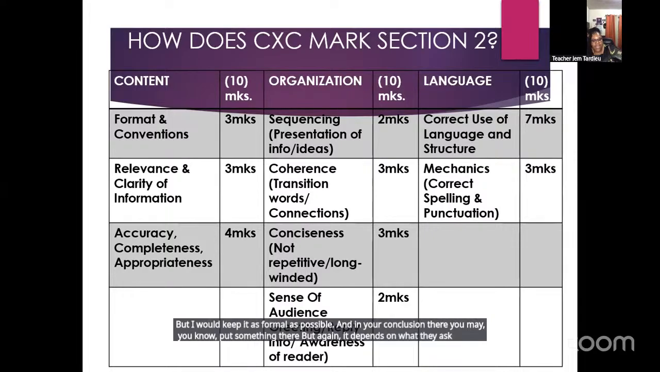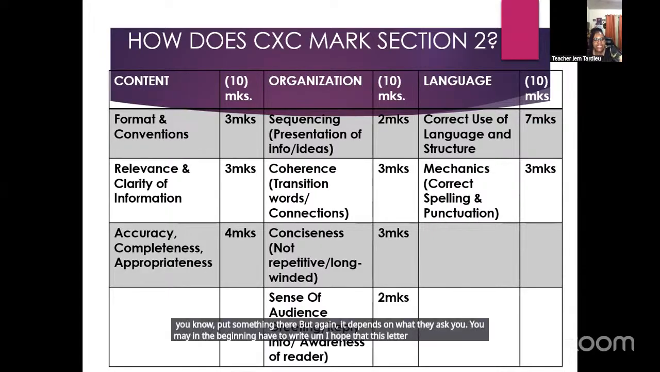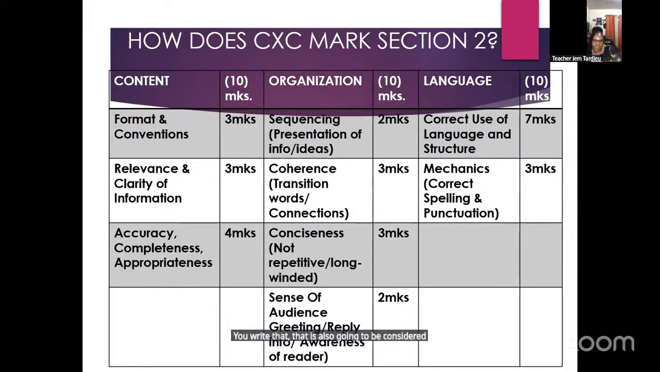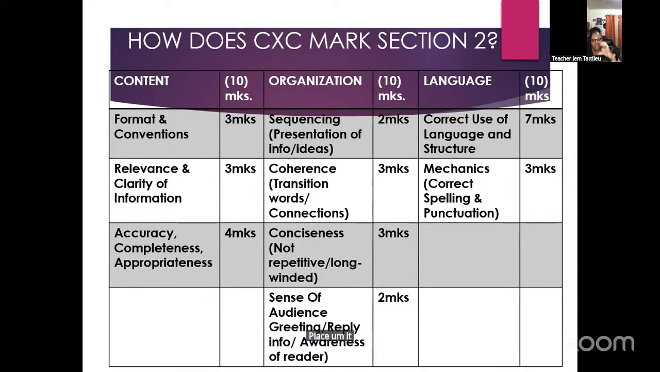You may, in the beginning, have to write, "I hope that this letter meets you in good health." If you write that, that is also going to be considered a part of sense of audience. But I don't want to encourage any informal style of writing, like saying, "Well, Miss said we should start like that." No. Remember how I keep saying, an introductory paragraph, especially for reports, looks at date, time, place. It gives us those conventions.